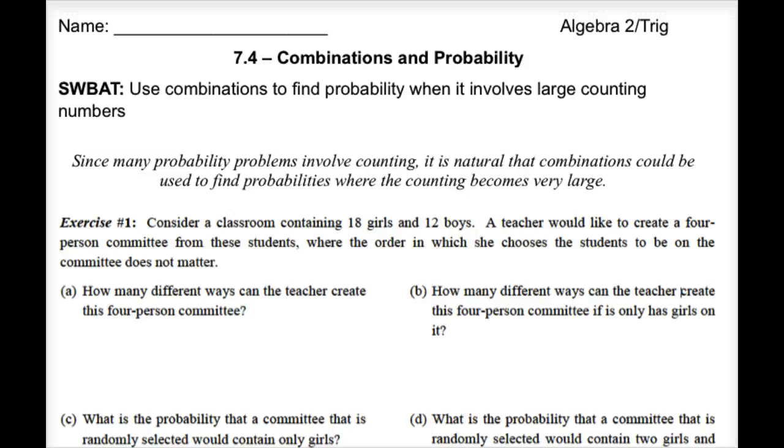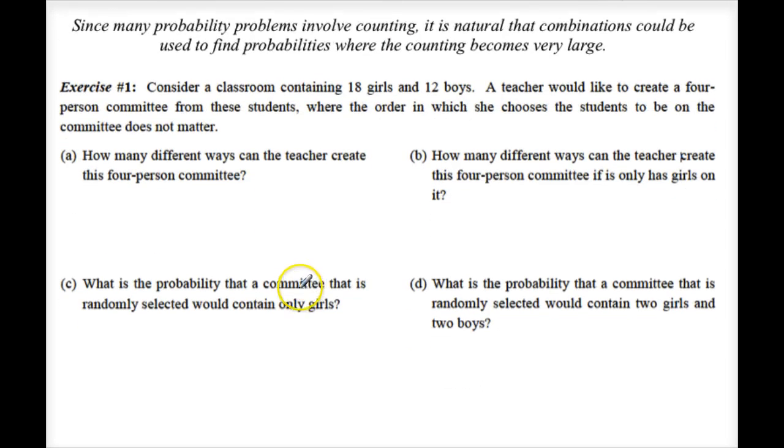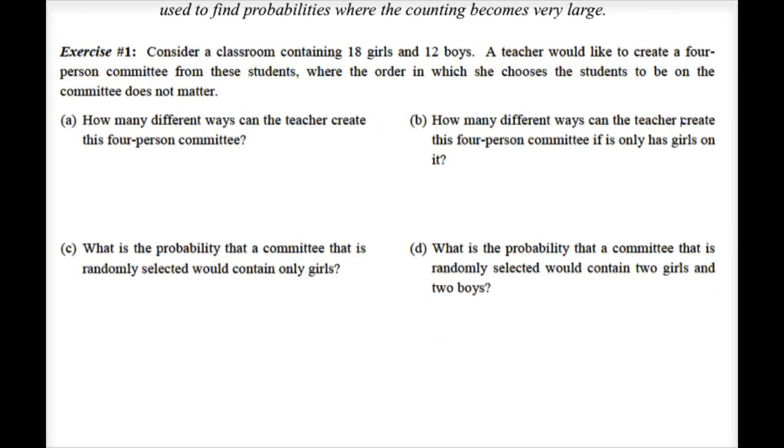It's combination and probability. Today we're going to talk about how students will be able to use combination to find probability when it involves large counting numbers. Since many probability problems involve counting, it is natural that combination could be used to find probabilities where the counting becomes very large. So, let's look at our first example here.